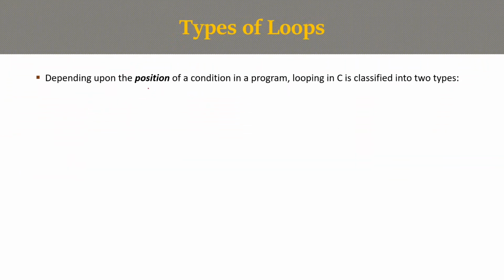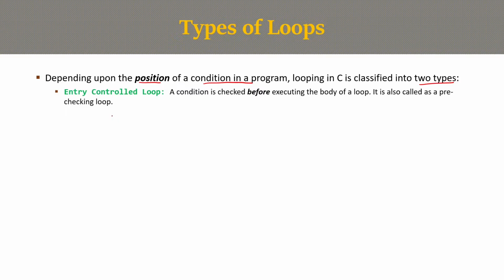So there are some types of loops. Depending upon the position of a condition in a program, looping in C is classified into two types. Entry control loop: a condition is checked before executing the body of a loop. It is also called a pre-checking loop.